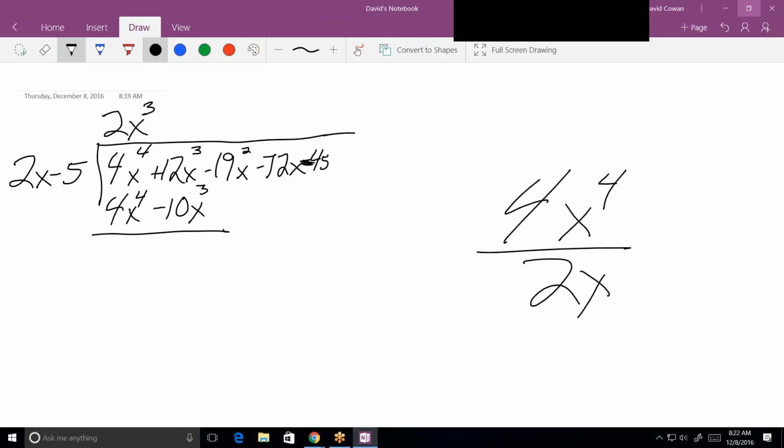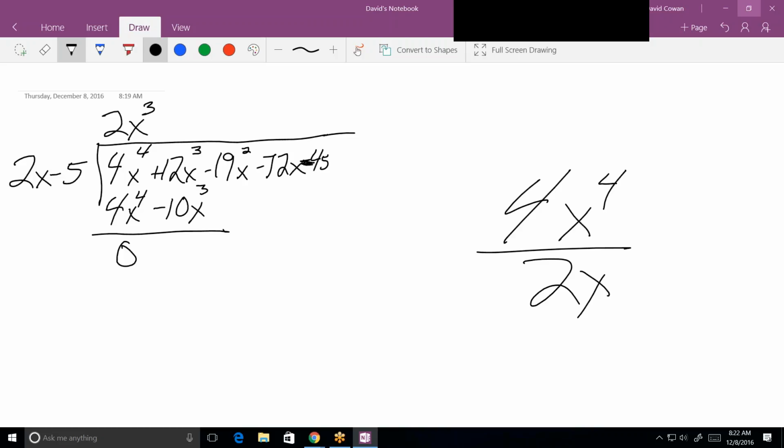You get one sign wrong, you're getting the wrong answer. So you have to be extremely deliberate when you do these. Now subtract. Long division is a process of subtraction. Well, 4x to the fourth minus 4x to the fourth, that's 0.